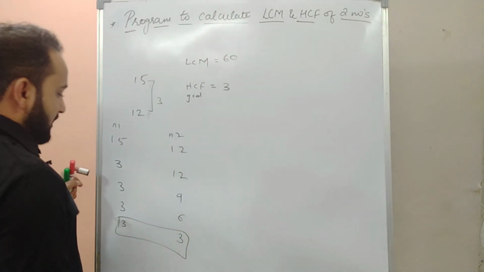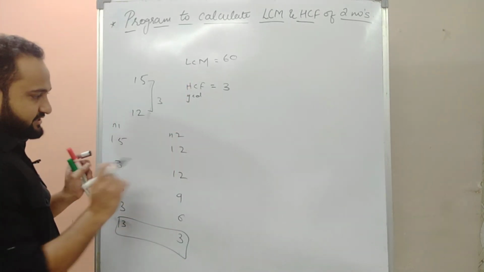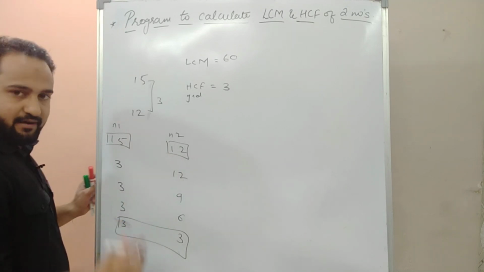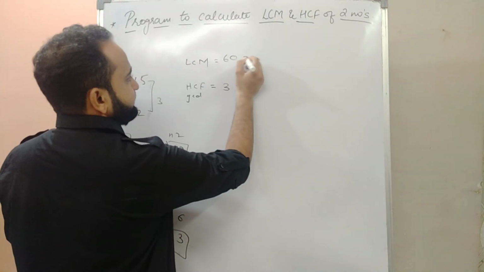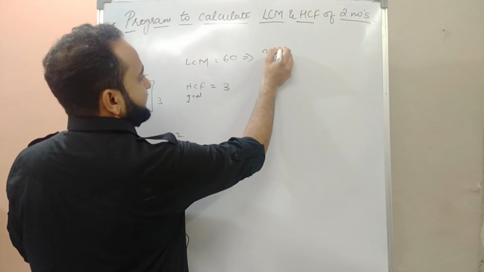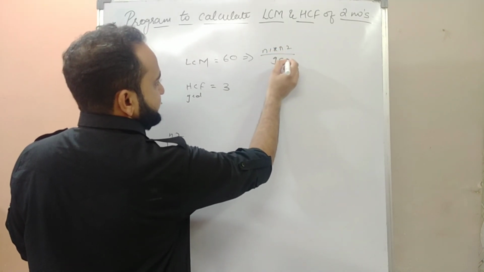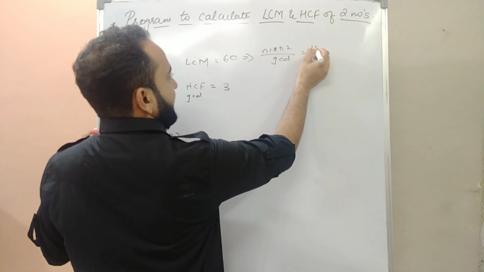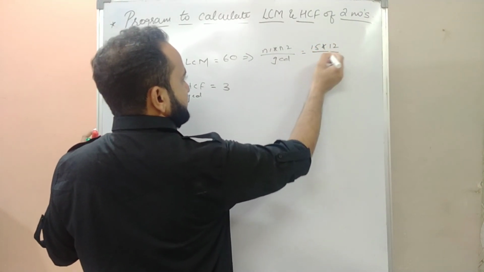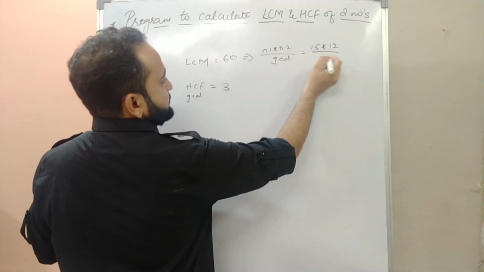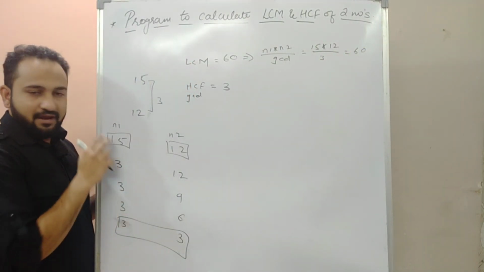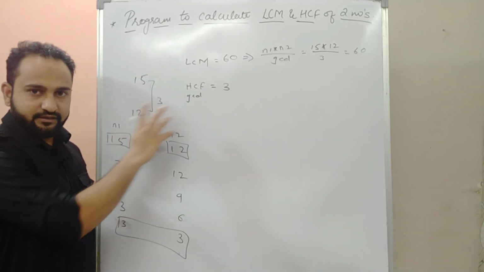Now how to calculate LCM then? LCM is simply n1 into n2 divided by GCD. That's what you have to do, right? What is your n1? 15 into 12 divided by the value of GCD, which is how much? 3. So just calculate it. You will be getting 60 here. Apply this for any two numbers, you will be getting the answer.